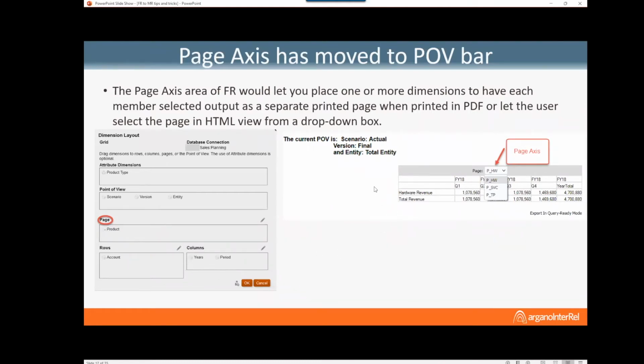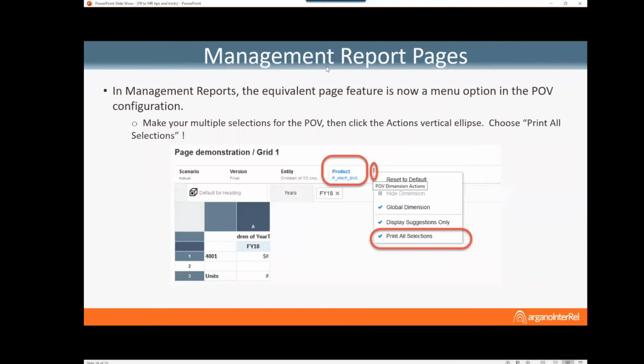And then when users were previewing the report, each product selected for the page area would be part of a drop-down in a web preview, or if this was PDF printed, it would be output. Each item would be output on a separate printed page, usually with a page break in between by default. So that is no longer present in management reports.